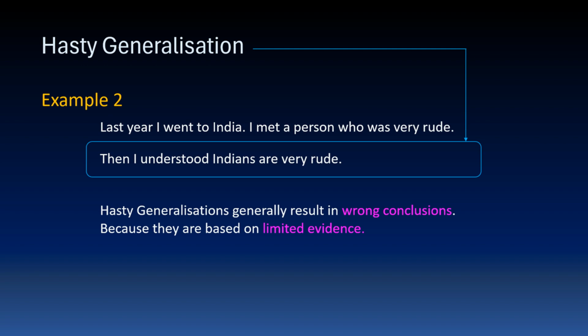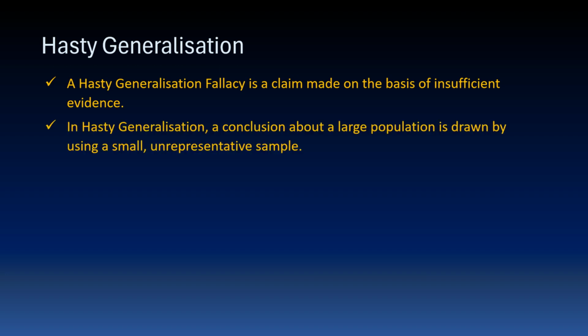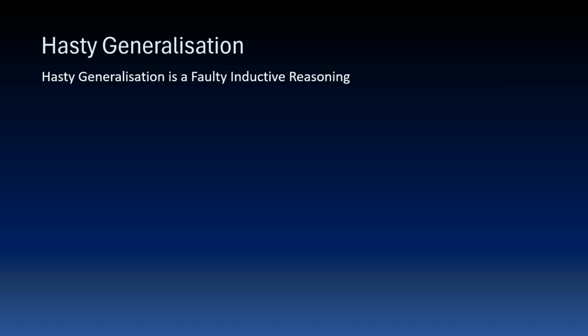So, now let's look at the definition of hasty generalization. A hasty generalization fallacy is a claim made on the basis of insufficient evidence. In hasty generalization, a conclusion about a large population is drawn by using a small unrepresentative sample. In fact, hasty generalization is a faulty inductive reasoning.